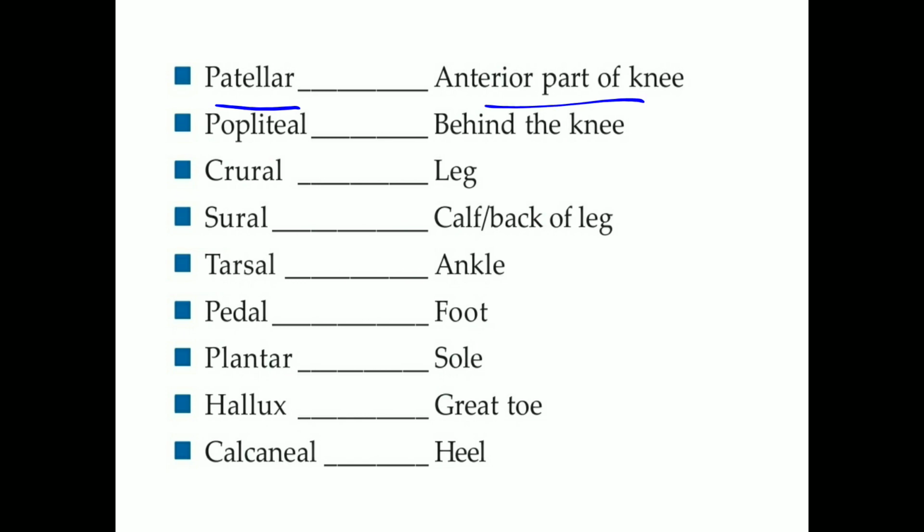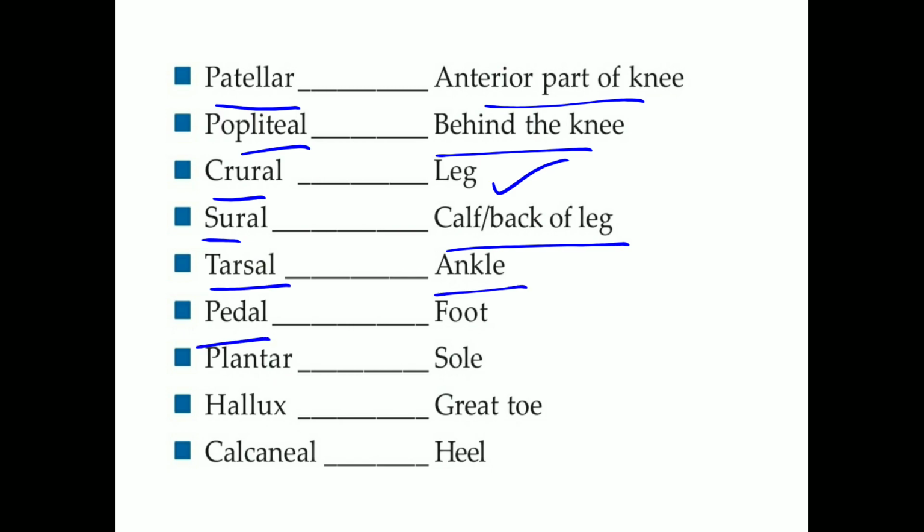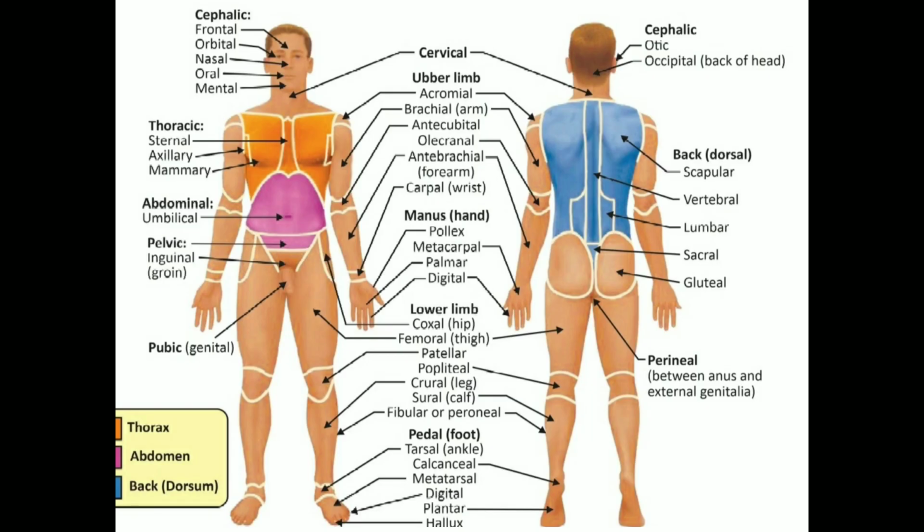Patella refers to the anterior part of the knee. Popliteal refers to behind the knee. Crural refers to the leg, the anterior part of the leg. And sural refers to the calf, the back of the lower leg. Then tarsal refers to the ankle. Pedal refers to the foot. Then plantar refers to the sole. Hallux refers to the great toe. And calcaneal refers to the heel. See that here.